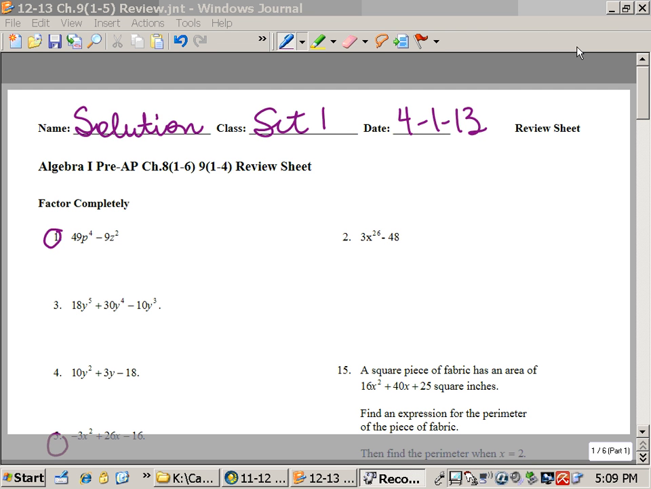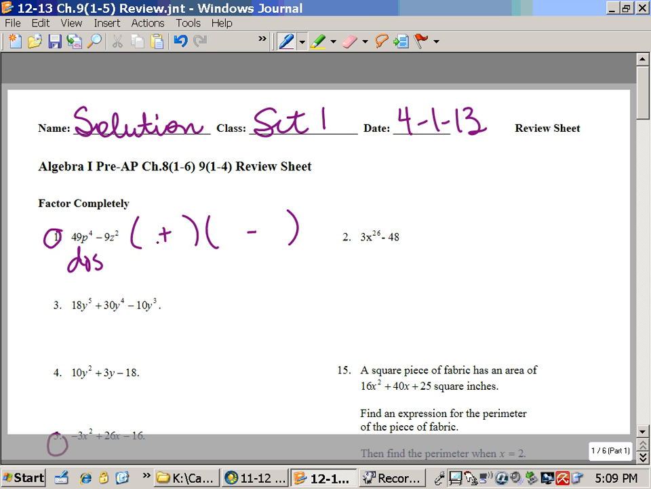We need to factor completely. Number one, I don't see any common factors. I know that this is the difference of squares, or DOS, and so I'm going to do two parentheses, one with the plus, one with the minus. In order to get 49, that's 7 times 7. P to the fourth is P squared times P squared. Minus 9Z squared would be 3Z and 3Z.